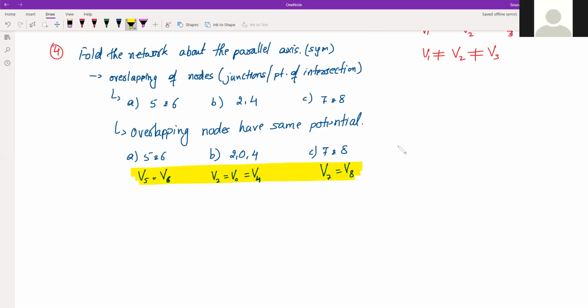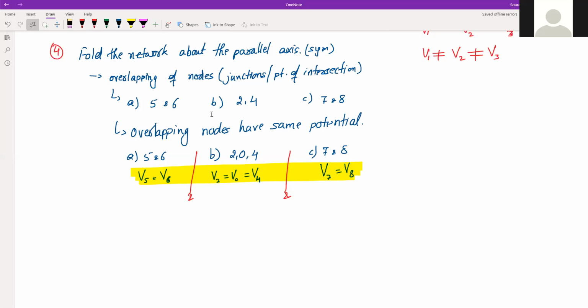Not all of them are equal. It is like this: 3 different sections. V5 is equal to V6, V2 is equal to V0 is equal to V4, and V7 is equal to V8. Right? So that's what we get after finding the parallel axis of symmetry and perpendicular axis of symmetry. We get this data that V5, V6 have the same potential, V2, V0, V4 have the same potential, and V7, V8 have the same potential.